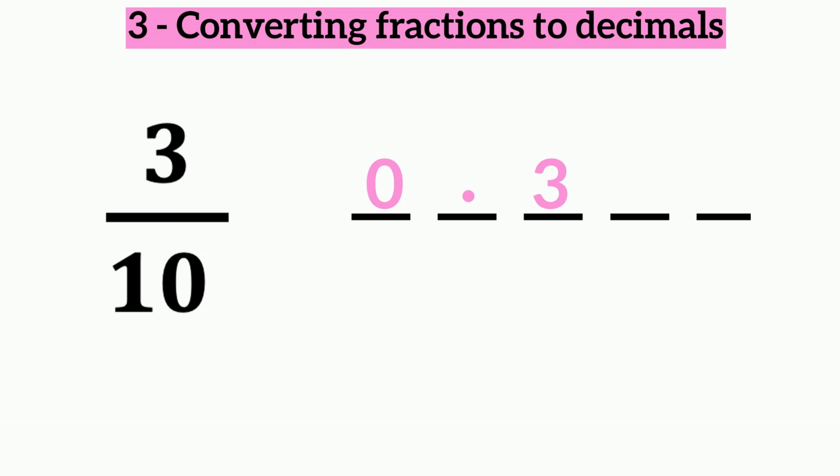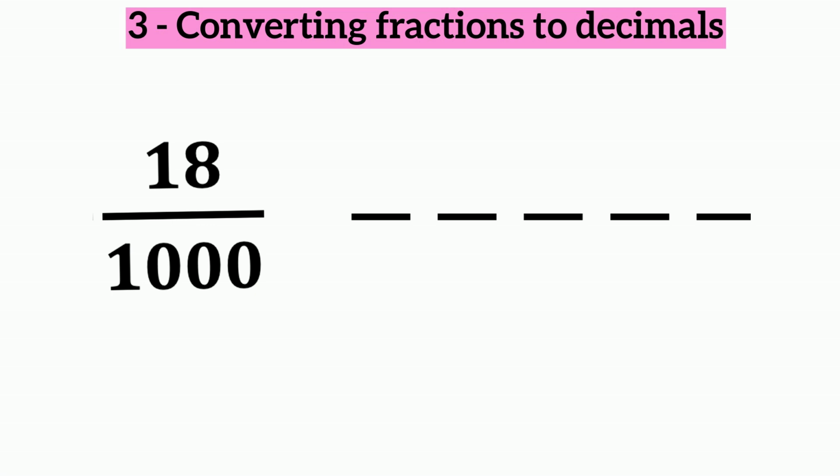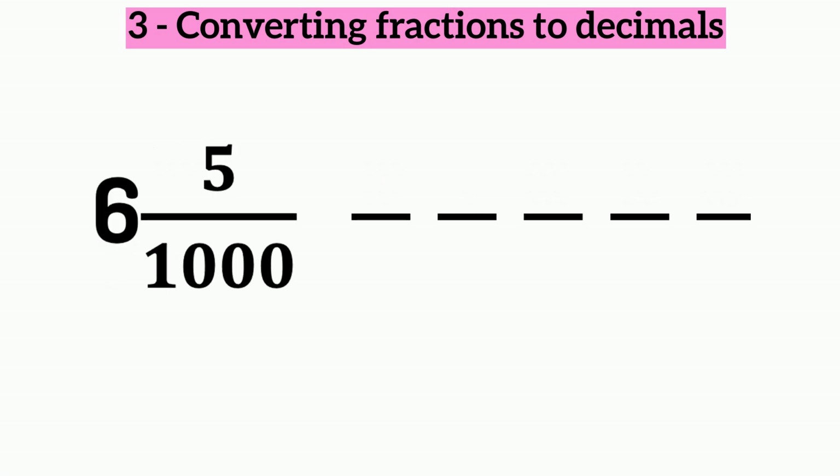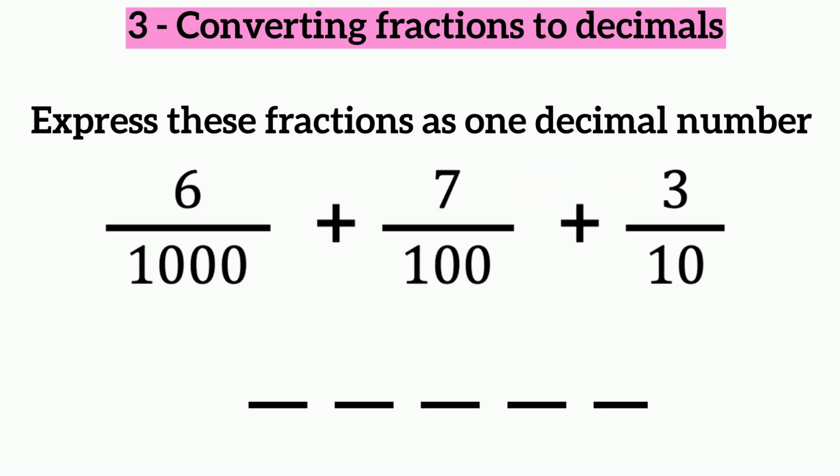That is it. This one also is proper, so 0 and the decimal point. Then it is 18 over 1,000. So 8 goes to the thousandths place, and we put 1 before it and 0 in the empty space. This is a mixed fraction. We have 6 as a whole number, so we write it first. Then we put 5 in the thousandths place. Then fill up the rest with zeros. Another type of question. Express these fractions as one decimal. Easy. Each fraction will go to its right place.